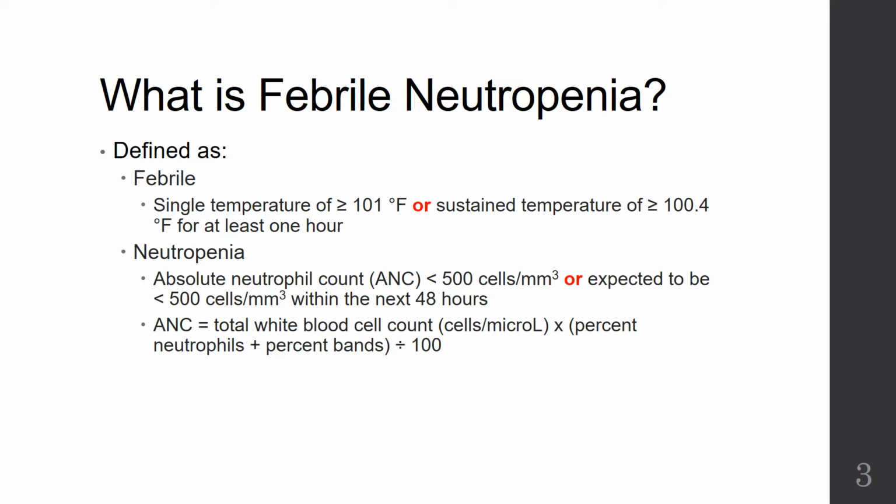And for the neutropenia component, this is an ANC, or an absolute neutrophil count, of less than 500, or a count that's expected to be less than 500 within the next 48 hours. And then just for review's sake, I have the calculation for getting an ANC, which is the white blood cell count times the percentage of neutrophils plus bands.